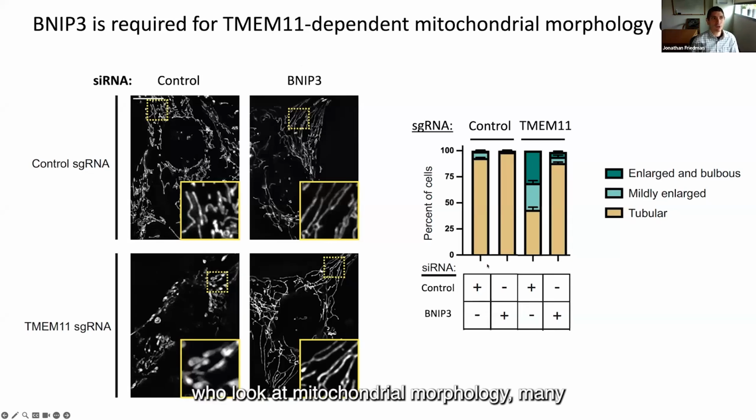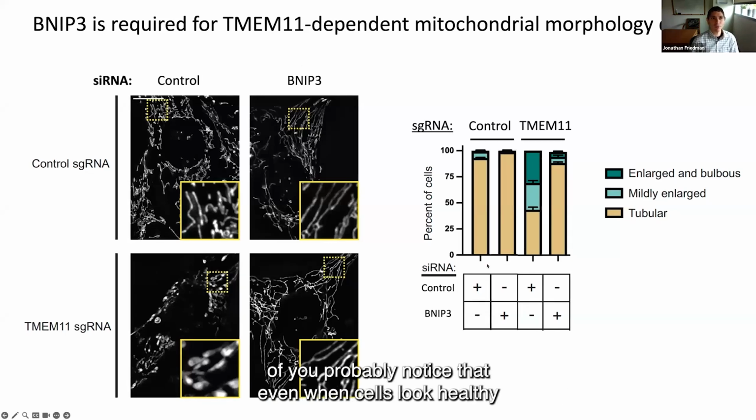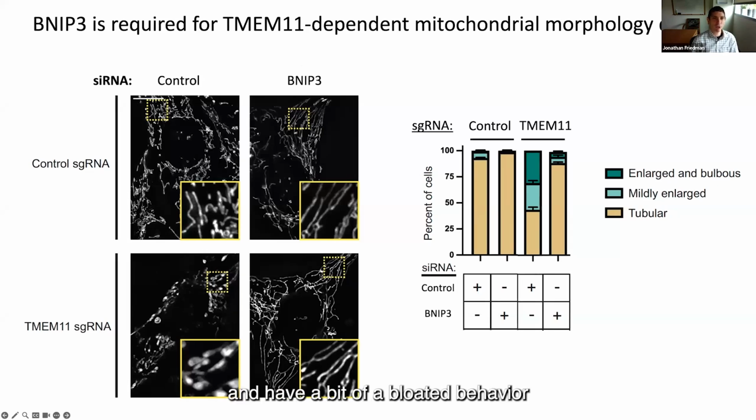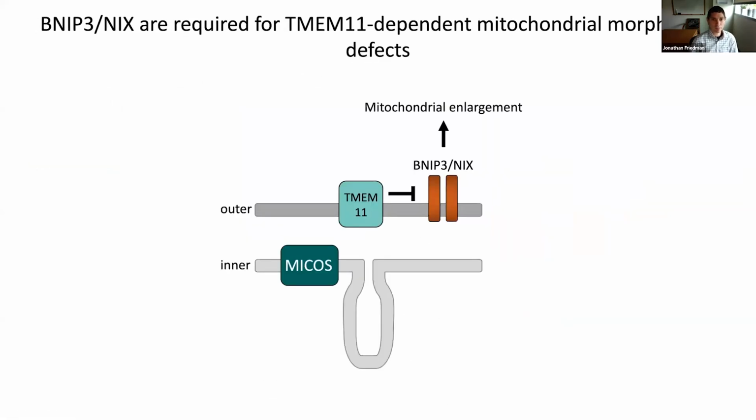So I think for those of you who look at mitochondrial morphology, many of you probably noticed that even when cells look healthy as a population, there's always a few cells in our tissue culture dishes that look a little weird. They'll have a bit of a bloated behavior, or the mitochondria look a little fragmented. And what was noticed was that in our BNIP3 knockdown cells, we almost completely fixed that phenotype, and the mitochondria look beautiful. And so I think there probably is a component of this mitochondrial swelling that's associated with BNIP3's activity in mitophagy, and we can talk about that a little bit more at the end.